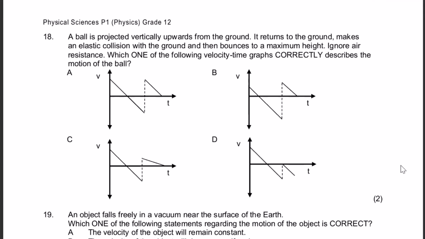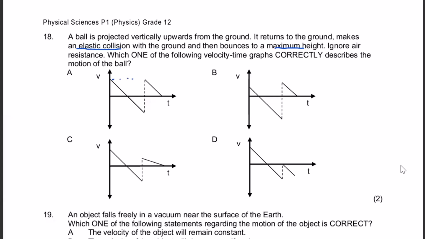Then moving on to question 18, it reads there, a ball is projected vertically upwards from the ground. It returns to the ground, makes an elastic collision, right? So there is no energy that is lost with the ground, and then it bounces to the maximum height again. Then ignore the air resistance. Which one of the following velocity time graphs correctly describes the motion of the ball? So according to this, the object bounces elastically and returns to elastic collision with the ground and then bounces to the maximum height, right?